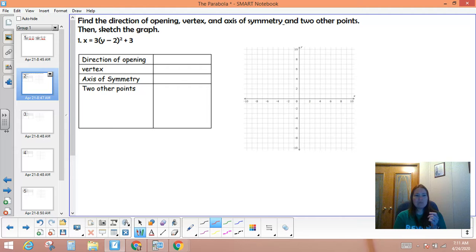Okay. So we have an x equals, so that means we're either going to go to the left or to the right. I don't even know which way I just pointed, y'all, whatever. Since it's positive, we know it's going to go to the right.